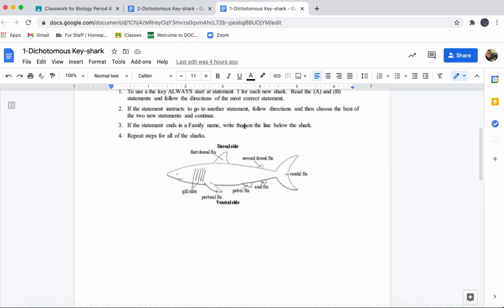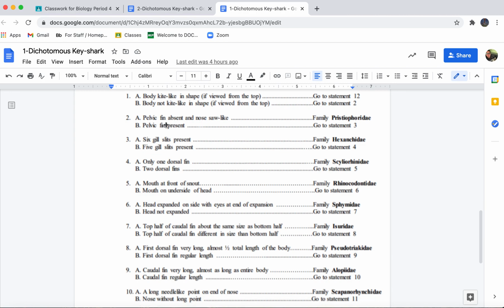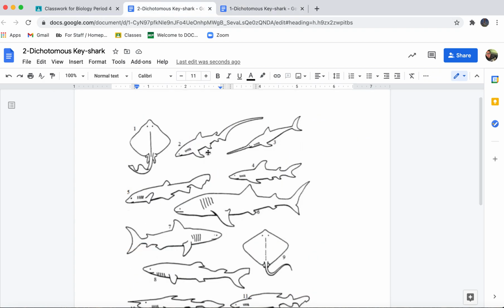So when we look at our dichotomous key, we have a pelvic fin present. We also know that the nose is not saw-like. So pelvic fin present, we're going to go to statement 3. Move to statement 3, 6 gill slits or 5 gill slits. So again, let's look.